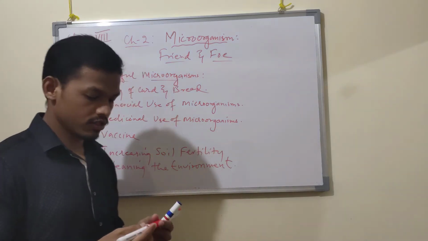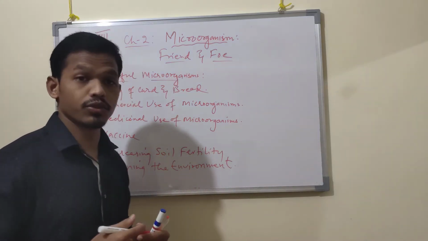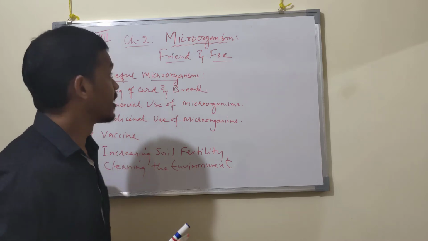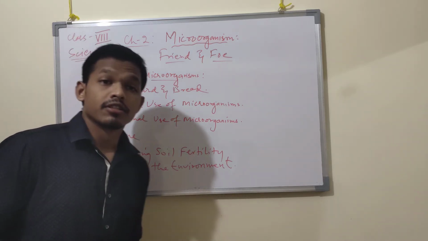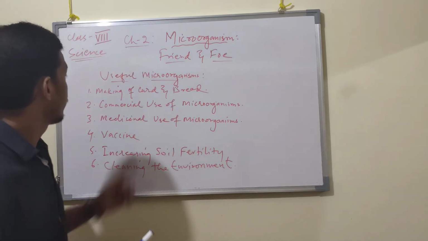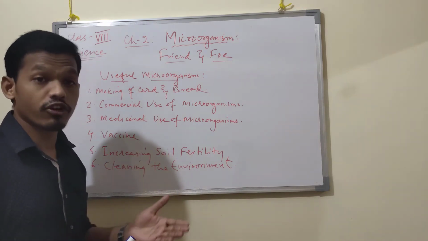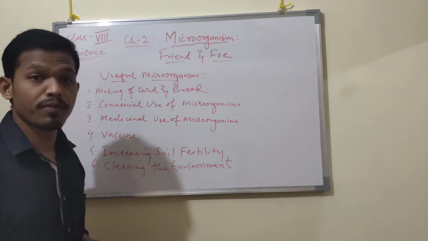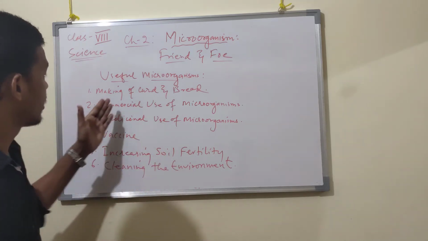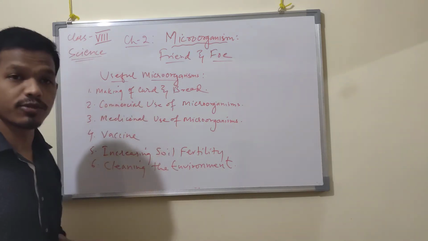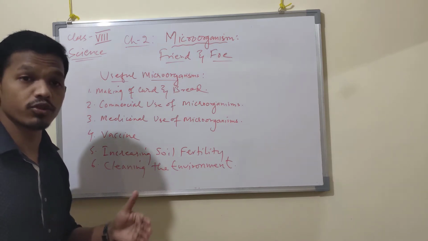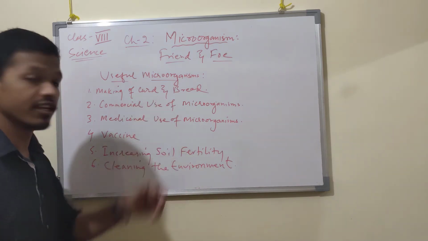Good morning students, today's lesson is Chapter 2, Microorganisms: Friend and Foe. Already you have started this chapter, and we are in useful microorganisms. There are also harmful microorganisms as well as useful microorganisms. Already you studied the useful microorganisms, the microorganisms which help in making curd and bread.